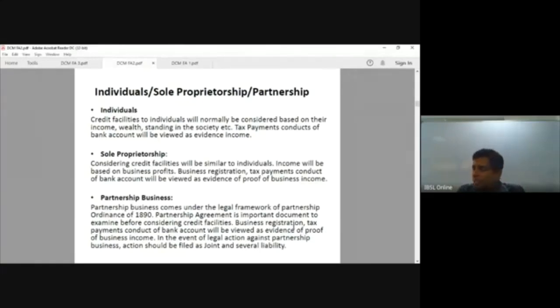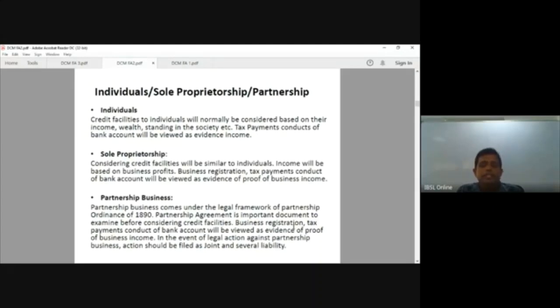For example, say the profit sharing ratio of partners is not stated in the partnership agreement, then you have to go to Section 24 of the 1890 Partnership Ordinance. It says the profit should be shared equally among the partners, right? And in a partnership agreement, there are a lot of things to be included. Therefore, you have to have a partnership agreement when you are lending to a partnership.